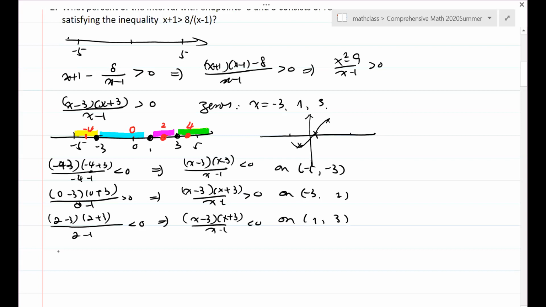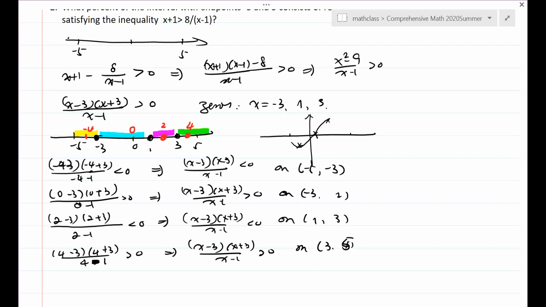And finally, I look at 4: 4 minus 3, 4 plus 3, and 4 minus 1. That should be positive. So this whole expression is positive on the interval from 3 to 5. So you can see that on 2 intervals this expression is positive, and on the other 2 intervals the expression is negative.